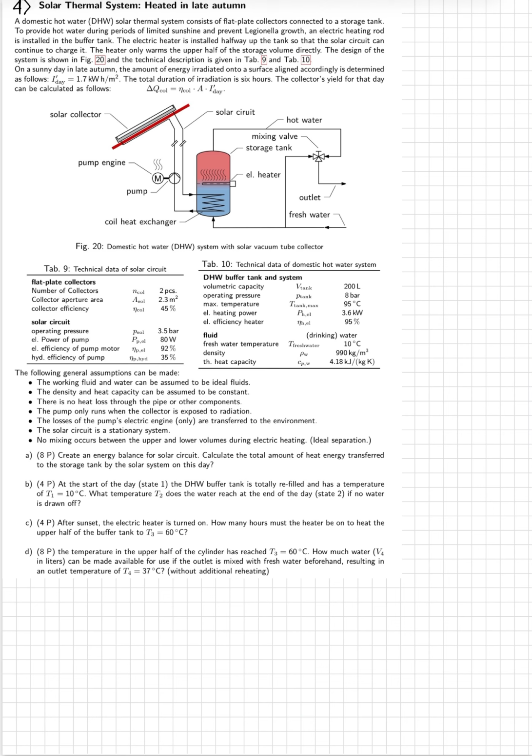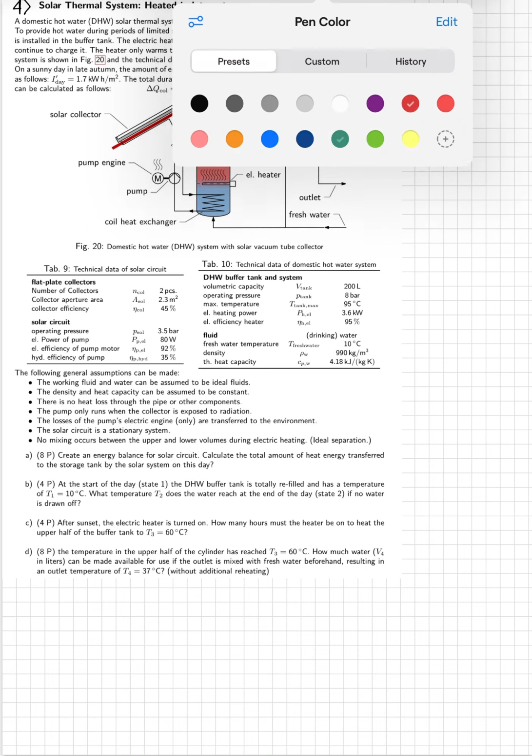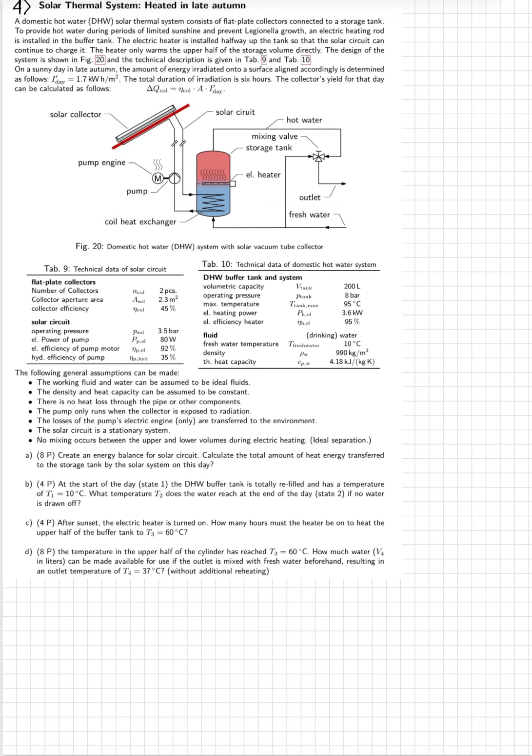Here the system is the entire solar loop: the solar collector, the pump, and the working fluid. So I just want to mark it. I am marking it with my green color. So for my first part, the system is the solar circuit: the solar collector, the pump, and the working fluid. So this is my system here for the first part.